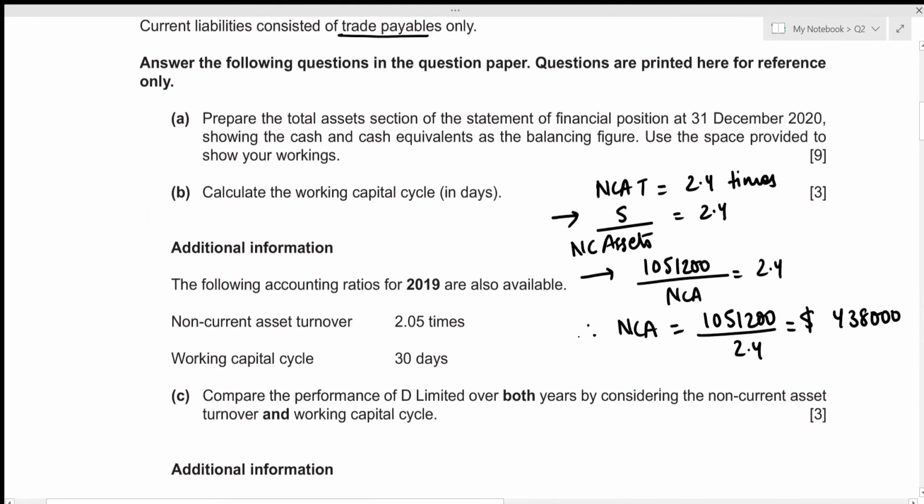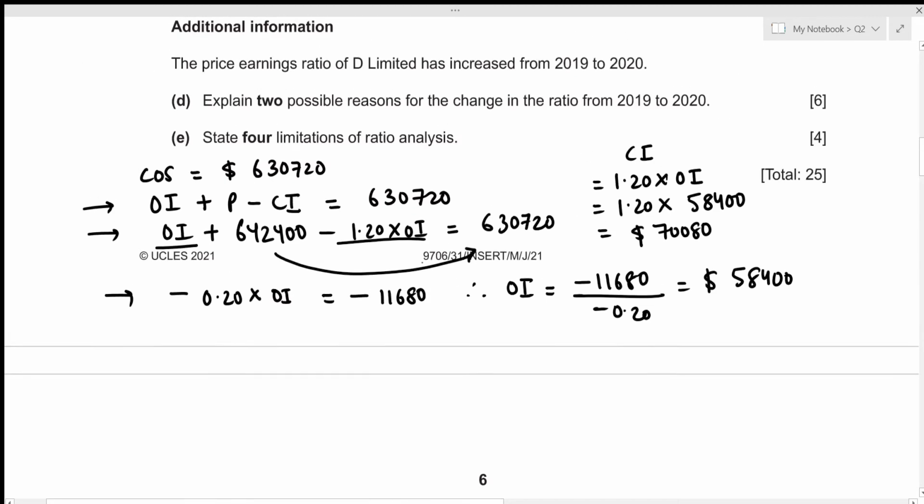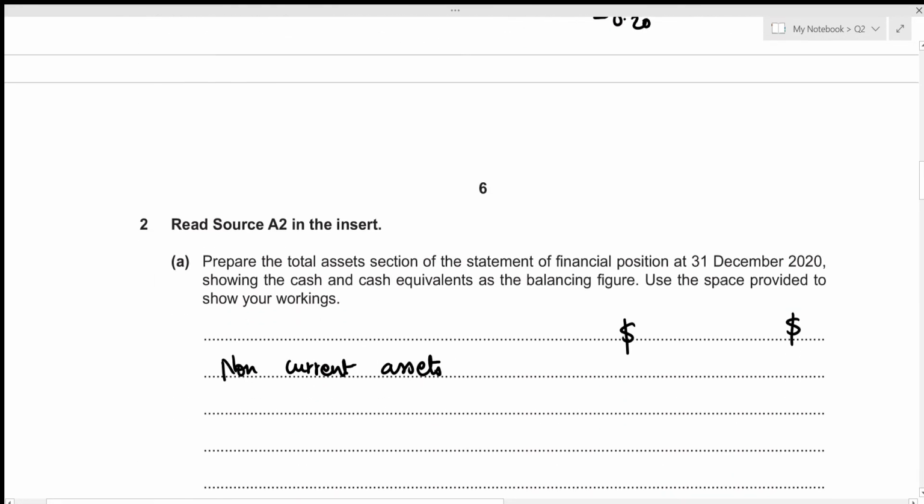All right, let's prepare our assets section. And this is just the part or the section from the statement of financial position that only deals with the assets. Okay, so firstly we will record our non-current assets. We just now calculated our value for the non-current assets above. We figured out that the non-current assets had the value of 438,000. So let's record this. That's 438,000.